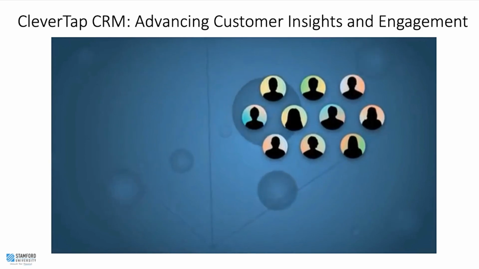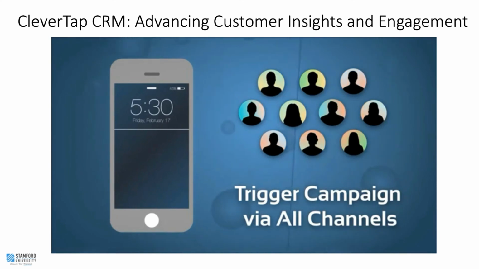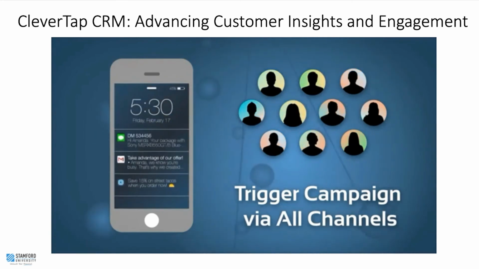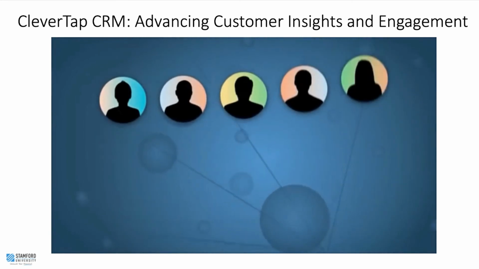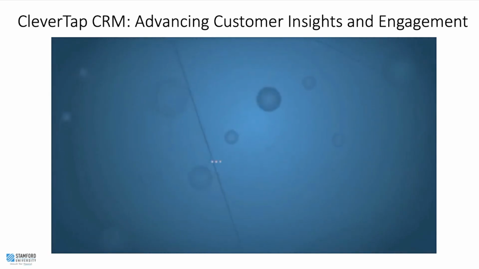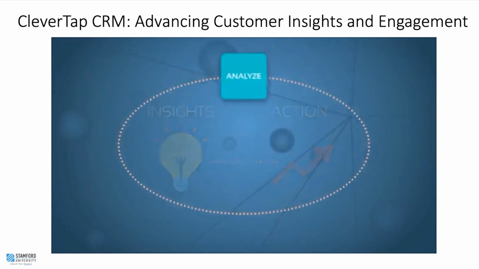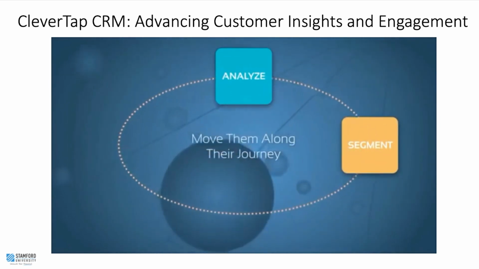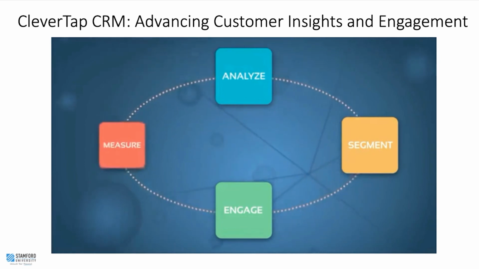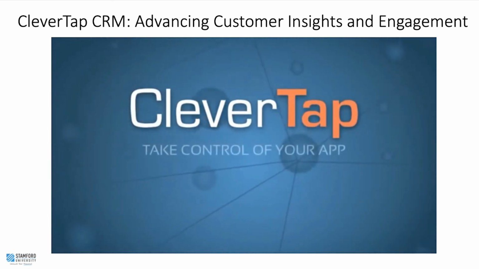And speaking of timely action, CleverTap has you covered there as well. You can create a hyper-targeted re-engagement campaign for these users across any marketing channel, with push, in-app, email, SMS, or Facebook retargeting. Motivate your users to come back and drive the metrics that matter for your business. CleverTap unifies user insights with action to provide a complete solution for product managers and marketers. Understand user behavior, move them along their journey with timely and contextual campaigns, and close the loop by measuring how they impact your long-term retention goals, all in 4 easy steps. Try CleverTap and take control of your app.